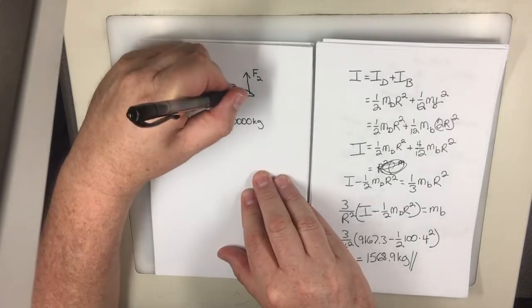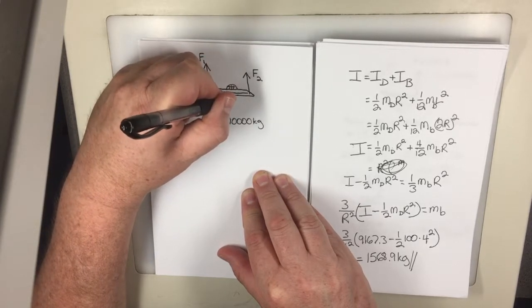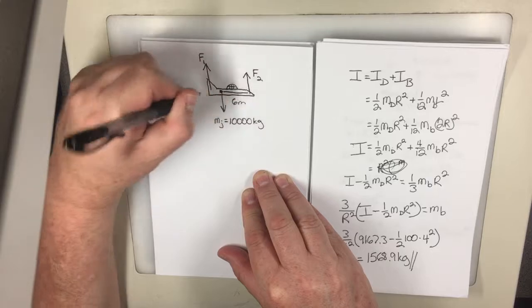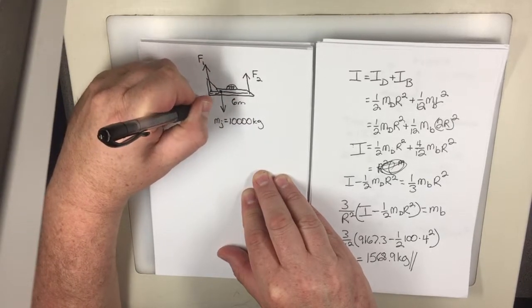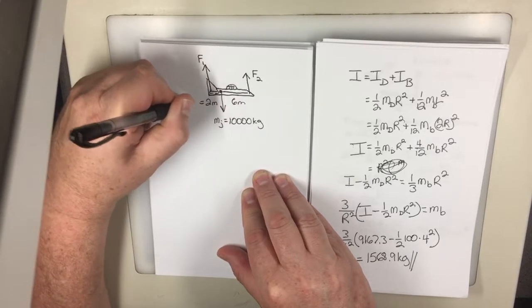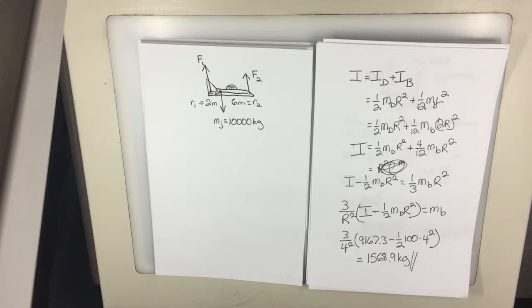And I give you that the distance from there to there is 6 meters, and the distance from there to there is 2 meters. We'll call those R1 and R2. So given this information, the mass of the jet, and the fact that you're on Earth, what are the two forces holding that jet up? What's the thrust of those engines on the front and the back?